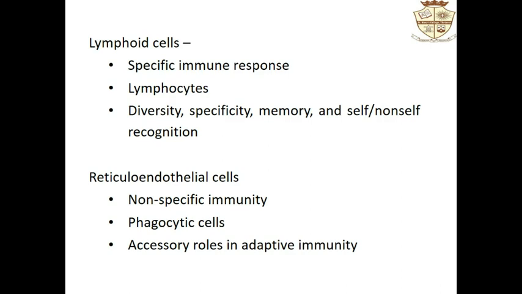So what are reticuloendothelial cells? They contribute to non-specific immunity. They include phagocytic cells. These cells play accessory roles in adaptive immunity. That is, they activate lymphocytes, carry out phagocytosis, secrete cytokines, etc., and they participate in inflammation.